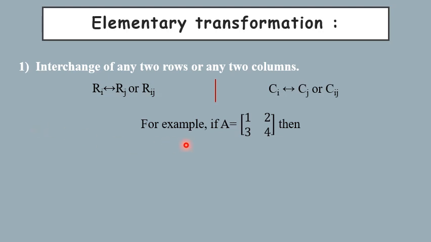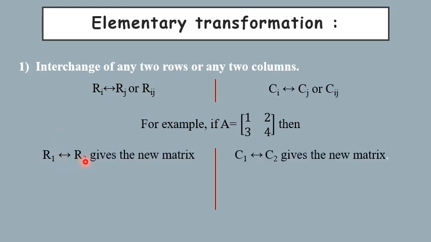Here one matrix A is given. It is a square matrix of order 2. This is the first row, 1 2. This is the second row, 3 4. This is the first column, 1 3, and this is the second column, 2 4. And now we are going to perform this transformation: R1 interchange with R2 on rows, and C1 interchange with C2 on columns.